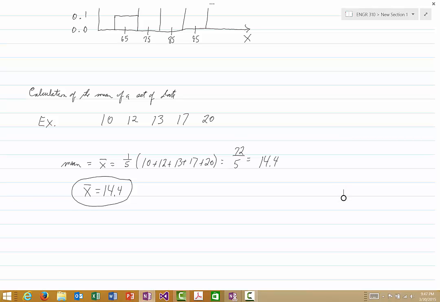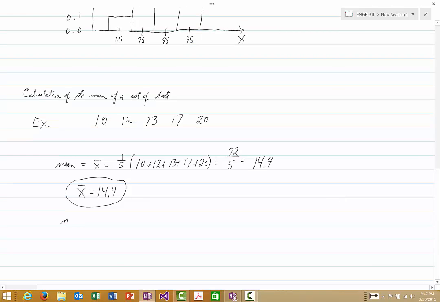Now we can also calculate the median. And to calculate the median of a set of data, what we do is list the data in order, and that's already done for us here. We have this in ascending order, and then if the number of pieces of data you have is odd, then the median will be simply the number in the middle. So in this case, the median would be 13.